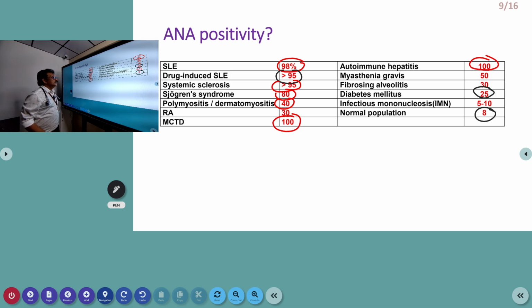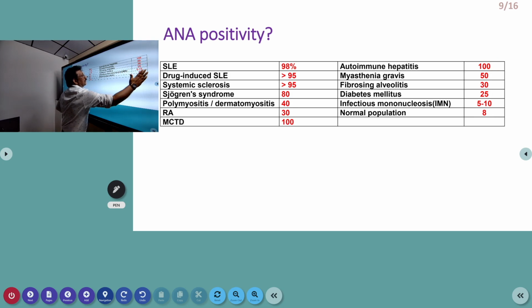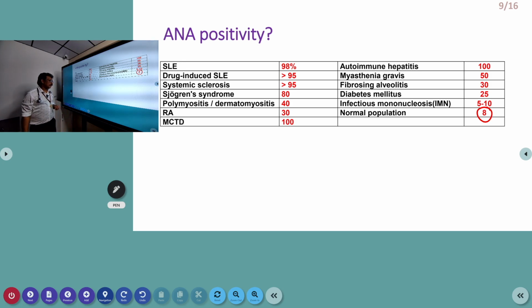So never think that ANA positivity means that is SLE. It only tells you that he has got some problem with his immunity, and many immune mediated disorders can have this ANA positivity. Even a normal person can have ANA positivity. So when we are treating an SLE patient, we should understand that it's an immune mediated disorder. They should have symptoms indicating a disease like SLE, and ANA positivity means that we can correlate with that.